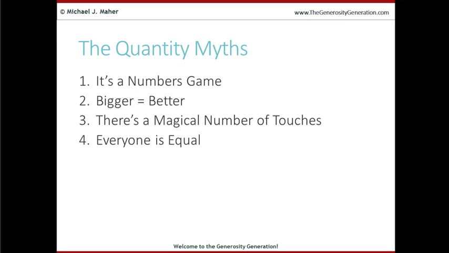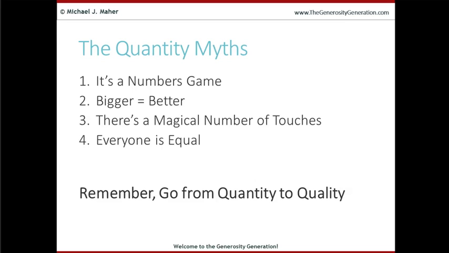And in sales, this is what they tell you. It's a numbers game, right? They tell you that bigger is better. They tell you that there's a magical number of touches. They also tell you, blast everyone. Everyone is equal. You never know who's going to refer you. Bull puckies, right? All right, so remember, here's the deal. Here's the transformation mentally. I told you it's a 1-degree tweak. This 1-degree tweak is go from a mindset of quantity to a mindset of quality.